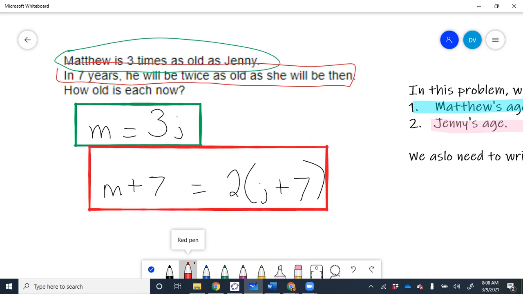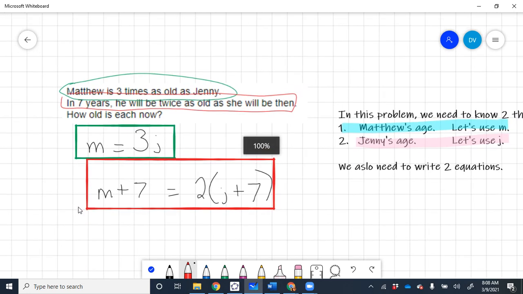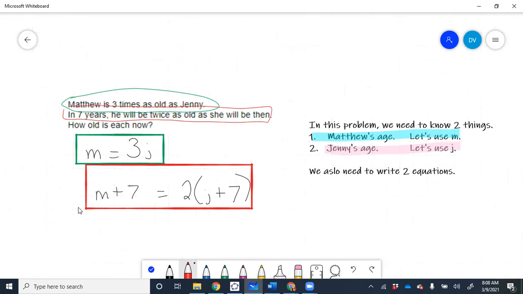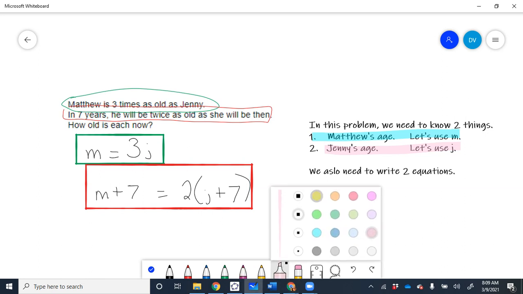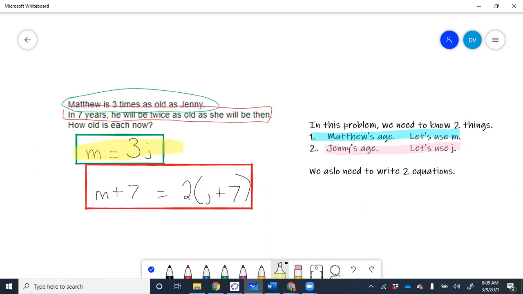All right, so we now have two equations like the problem said, like our instruction said. Remember we said we have to also write two equations, so we just did that. Now we're going to replace or substitute. So what we've said in the green box is that M is the same thing as 3J. Let me kind of highlight that for a second here. Right here, I know it says equals, but equals means it's the same. M is the same thing as 3J.